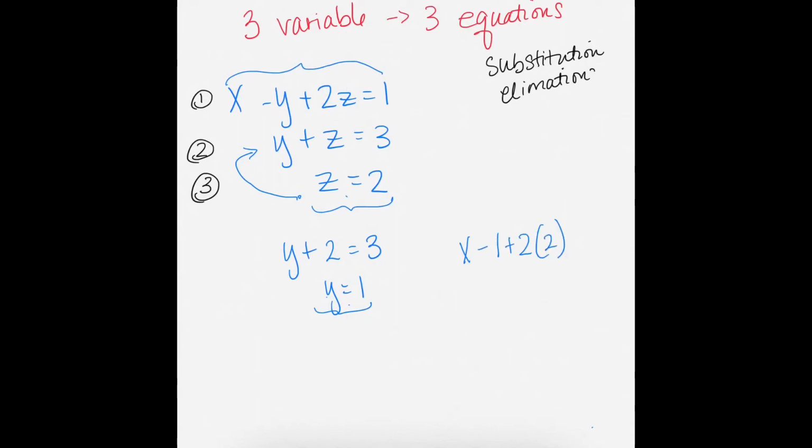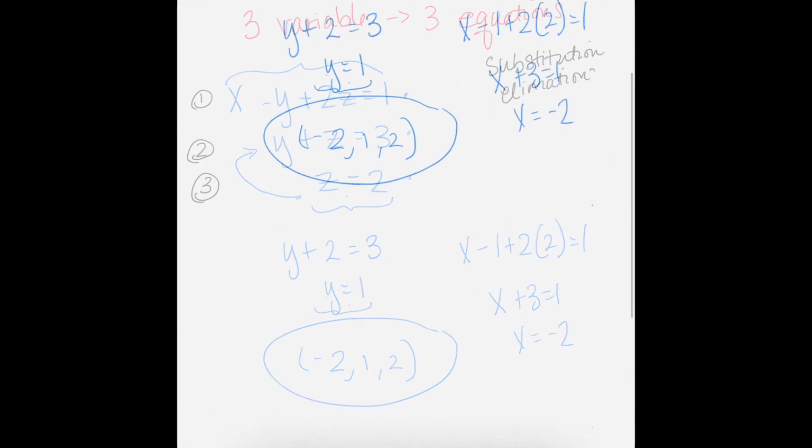So x minus 1 plus 2 times my z, which is 2, is equal to 1. All right, let's just solve this. This is basic algebra. So we get x plus 3 equals 1, and then x is equal to negative 2. So our finite solution here, we can put this in coordinate form: (-2, 1, 2). All right, so we have a solution. You can actually graph this in 3D, and this would be where these three equations intersect.